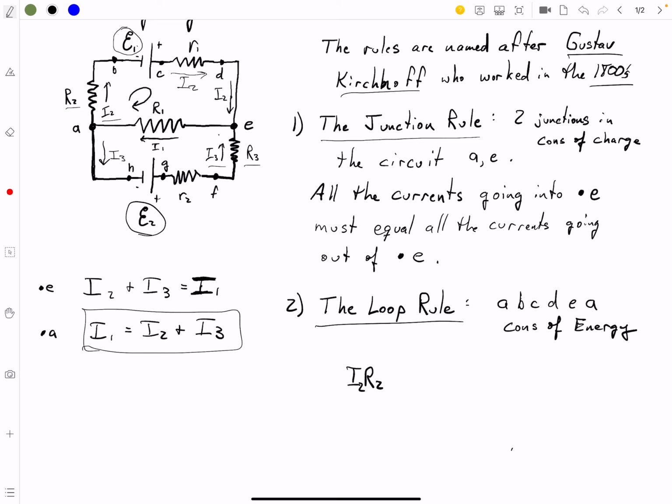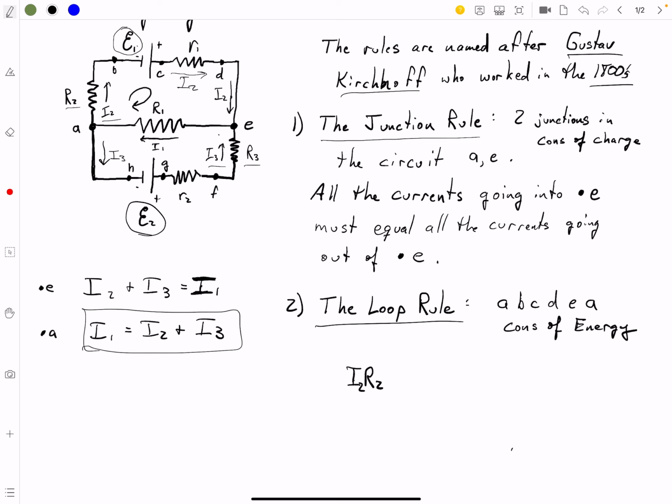And is it positive or negative? We've drawn our I2 as going this way across it. And I might be wrong about that, but it doesn't matter. In the end, we'll get a positive or a negative I2. If it ends up being a negative I2, then I drew the arrows wrong. If it ends up being positive, then I drew them correctly.